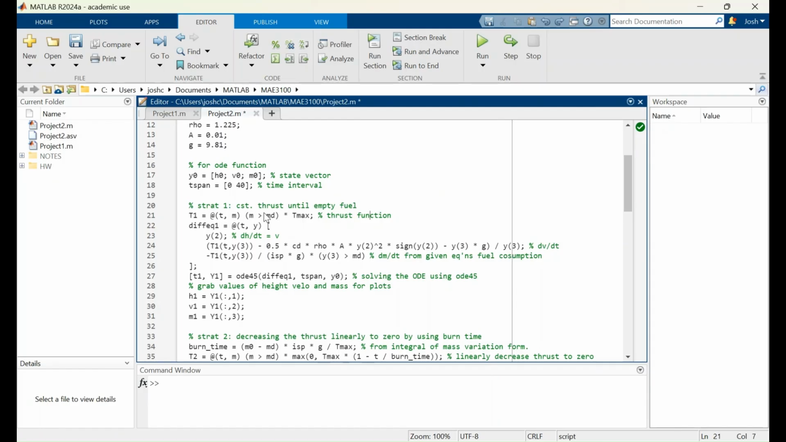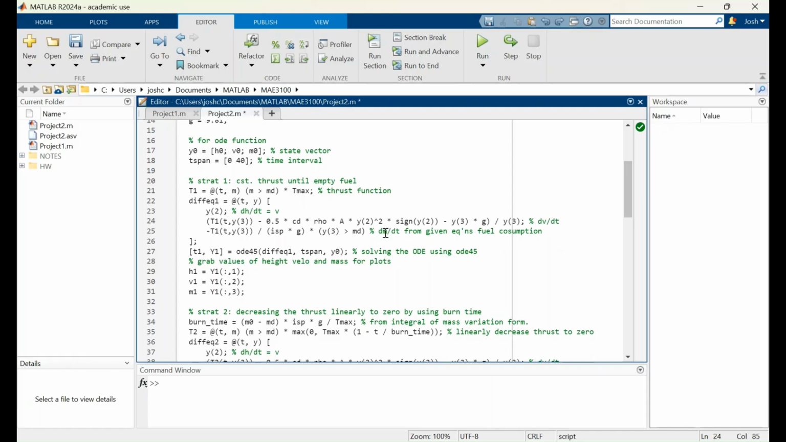We use our thrust function. This is our ODE right here, a function of velocity. Position, change of position, velocity with respect to time. This is our change in velocity, or acceleration, and this is our change in mass from our given equations, like our fuel consumption, how it changes our mass.